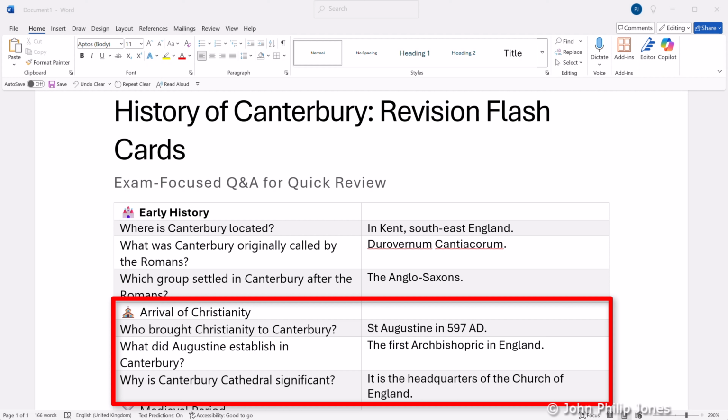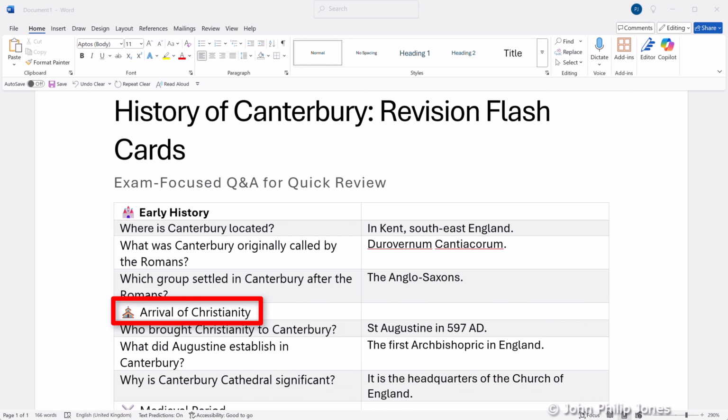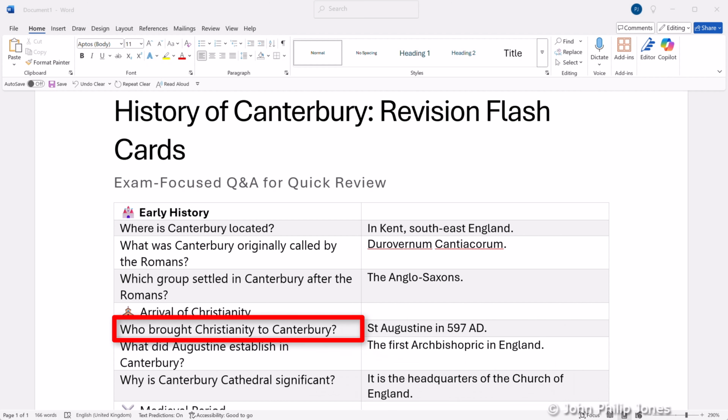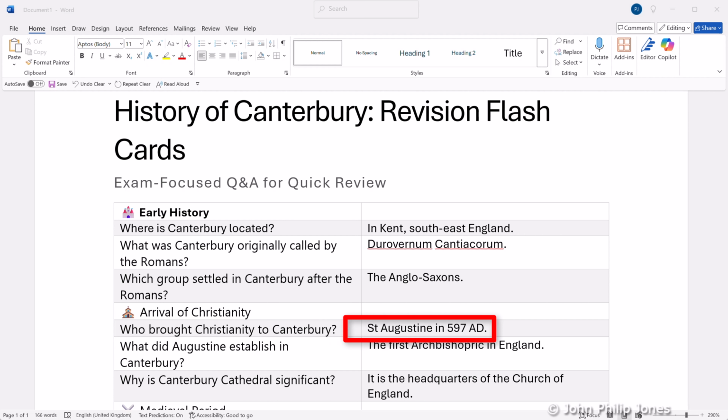This is the next flashcard, and you can see it is marked here with the arrival of Christianity, and it's put an icon here which it hopes reflects this. And these are the 3 questions, and these are the answers here. And if you look to the first question, who brought Christianity to Canterbury? And it gives the answer, St. Augustine in 597 AD.